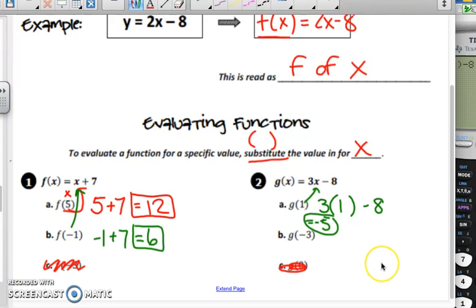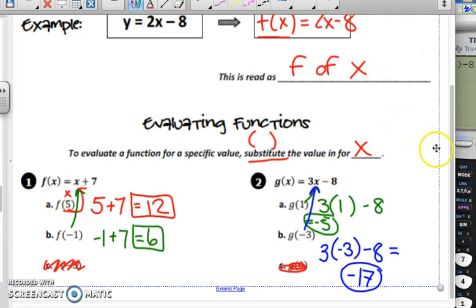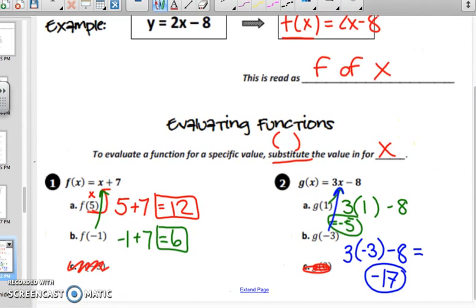Okay. When I input a negative 3, same thing, I'm going to input that negative 3 where it goes. So I would start off with a 3. I need to input my x value, which was a negative 3, and then subtract 8. Okay? So 3 times negative 3 is negative 9, and then negative 9 minus 8 is negative 17. Or you could type that in the calculator like we did before and get that same answer. Okay? Alright, so let's look at the next problems.